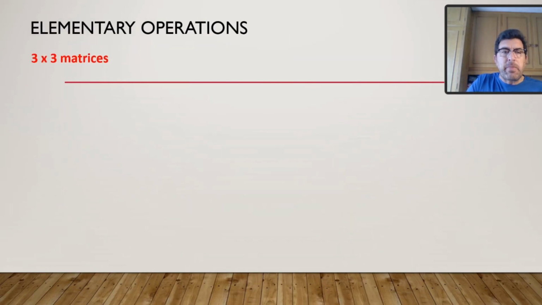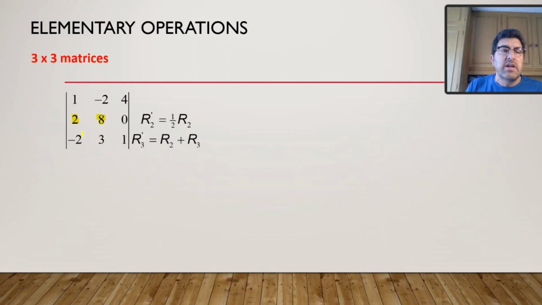Okay, so let's see. For 3 by 3 matrices, we've got a 3 by 3 matrix over there. If we want to find a new row 2, we can say the new row 2 is a half of the old row 2. Now what will happen then is that this number will become a 1 and that number will become a 4. Now we're going to see later on that that is going to be a necessary operation in the work to come. If we want to make this one here a 0, for instance, the new row 3 will be the old row 3 added to the row 2. So if I add those two, I get a 0.